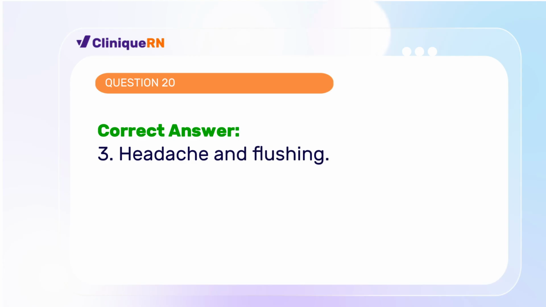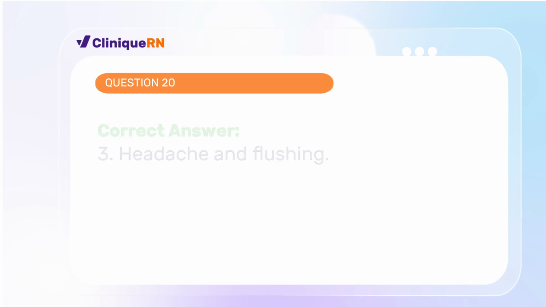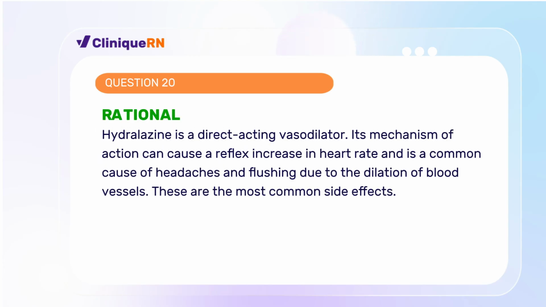Correct answer. 3. Headache and flushing. Rationale. Hydralazine is a direct-acting vasodilator. Its mechanism of action can cause a reflex increase in heart rate and is a common cause of headaches and flushing due to the dilation of blood vessels. These are the most common side effects.